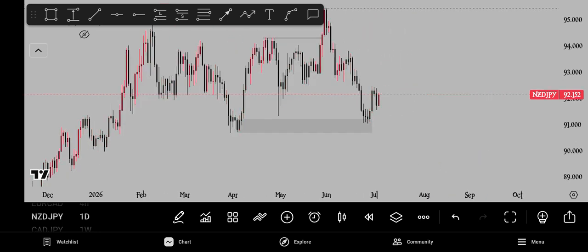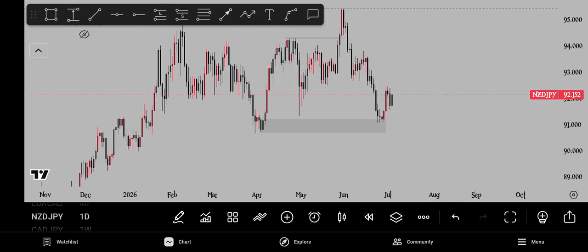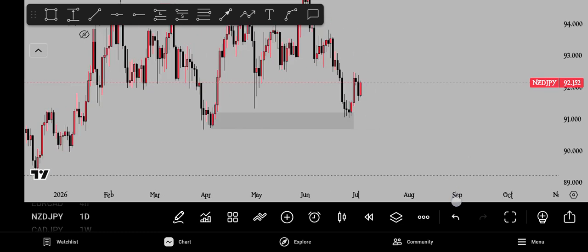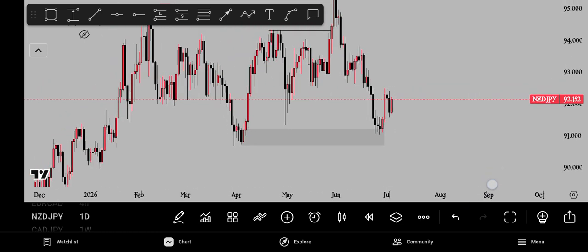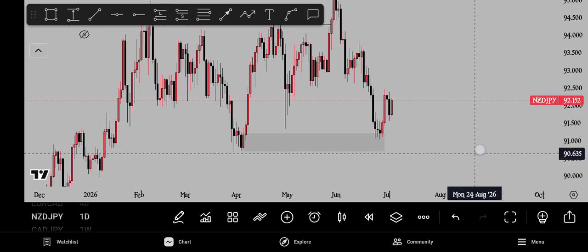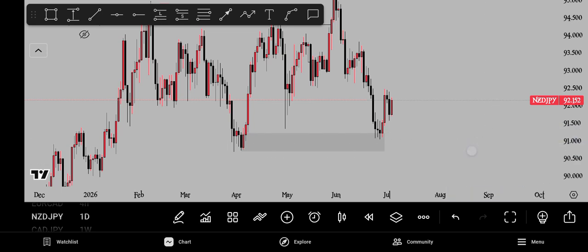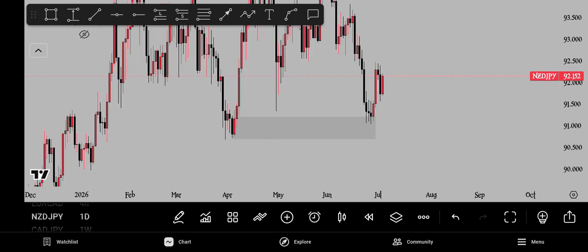So now on NZDJPY, I took a buy trade and it was a success. Now on the daily time frame, you can see this daily demand. When price taps into this daily demand, when price comes into a daily zone, the confirmation and entry is 1 hour. You confirm and enter on the 1 hour time frame, right? So coming to the 4 hour time frame.